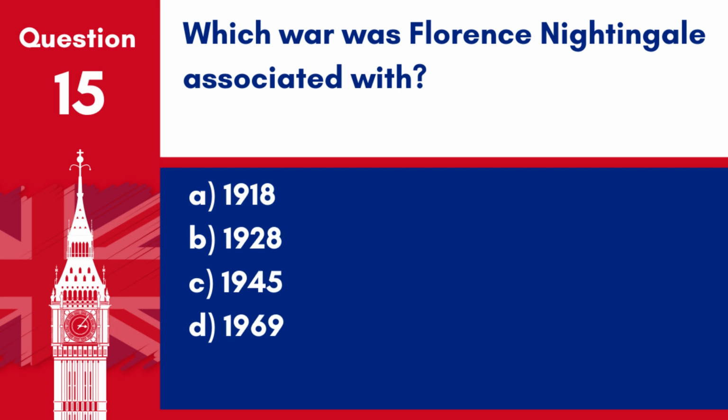Question 15. When did women over 30 gain the right to vote in the UK? A. 1918. B. 1928. C. 1945. D. 1969. Answer A. 1918. Women over the age of 30 gained the right to vote in the UK in 1918.